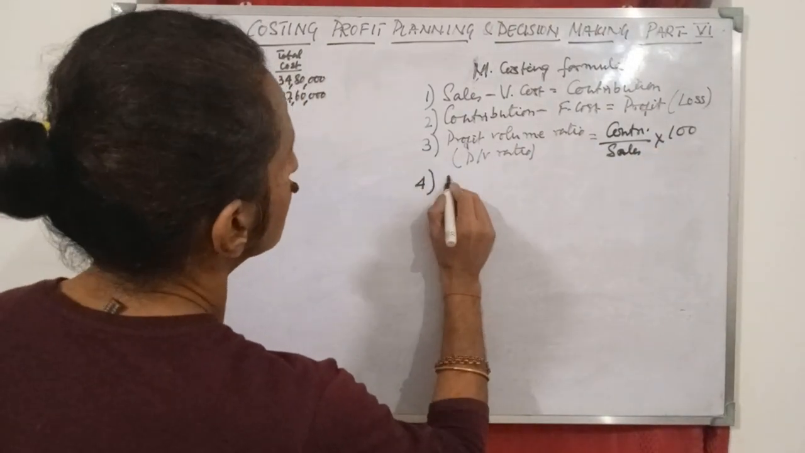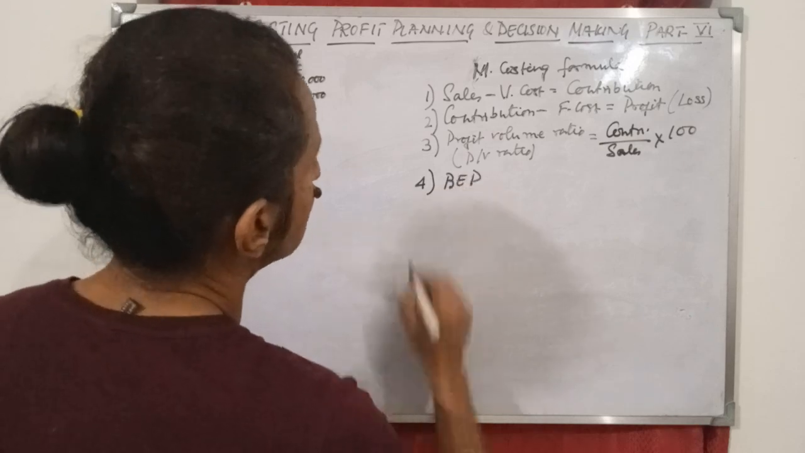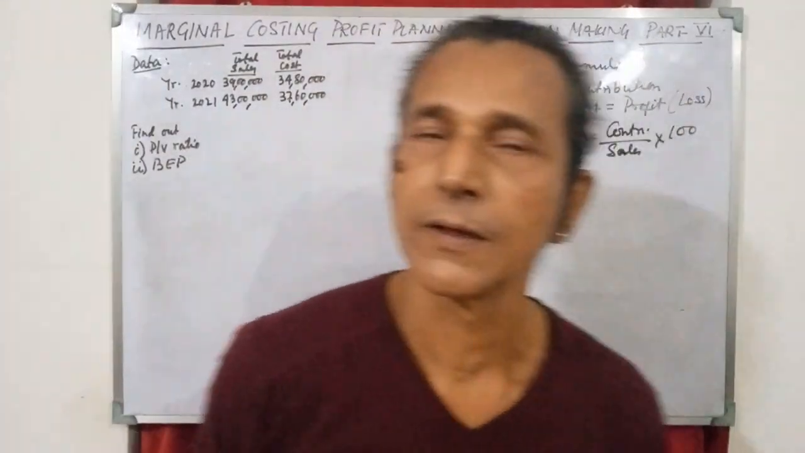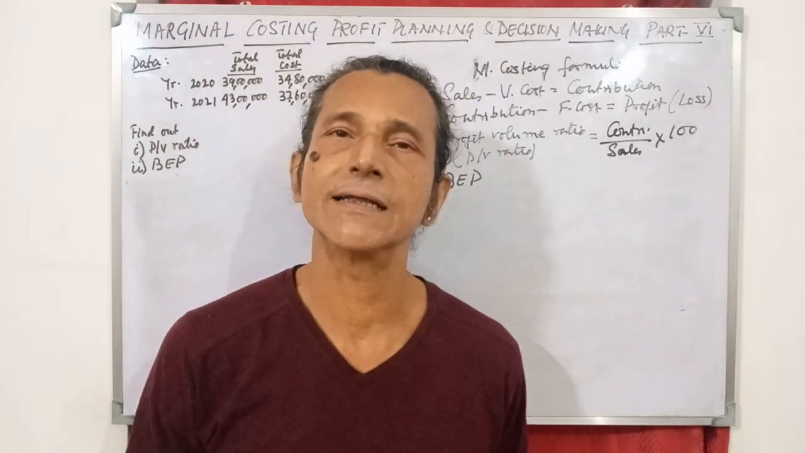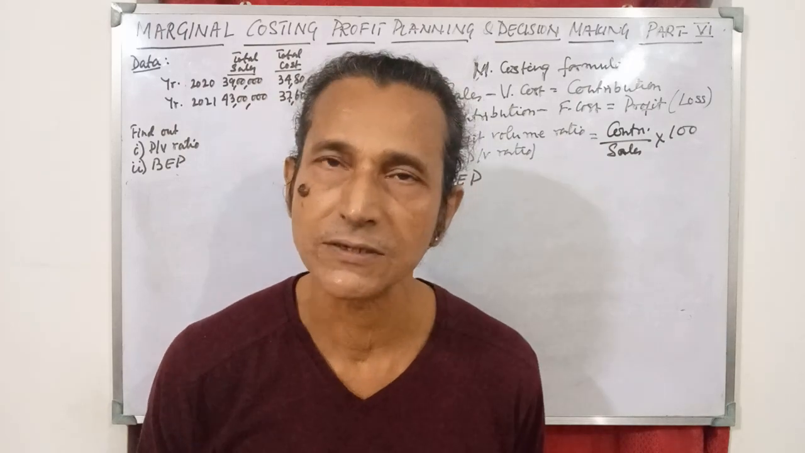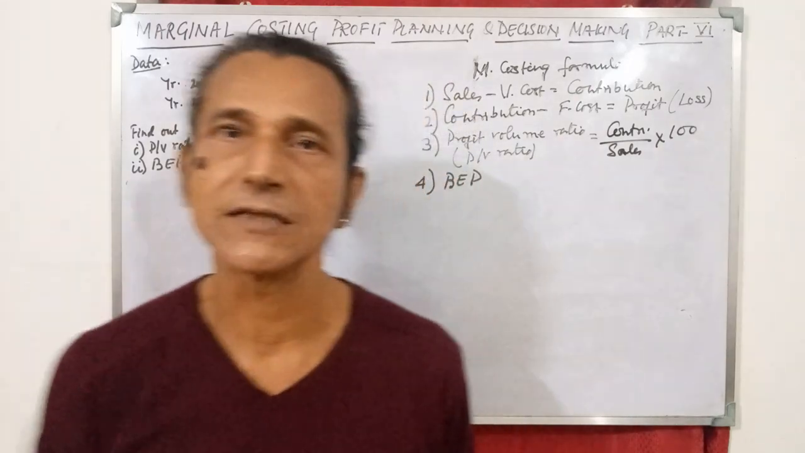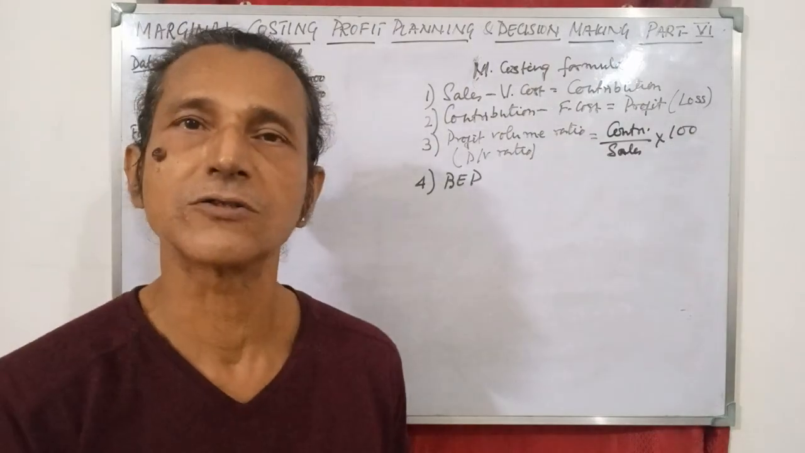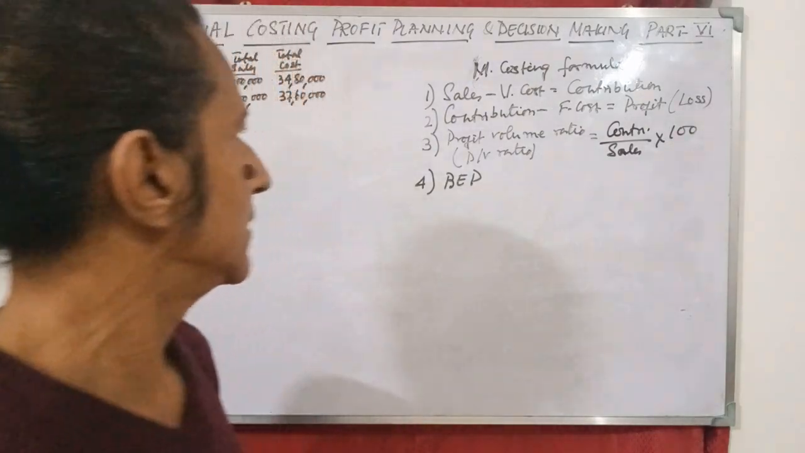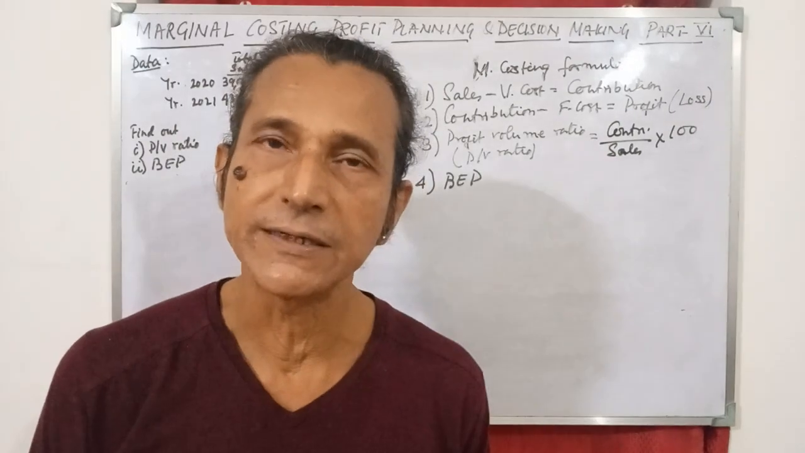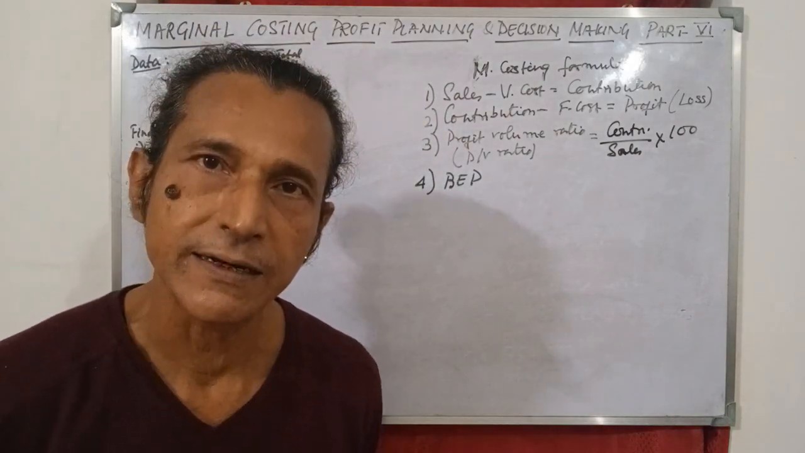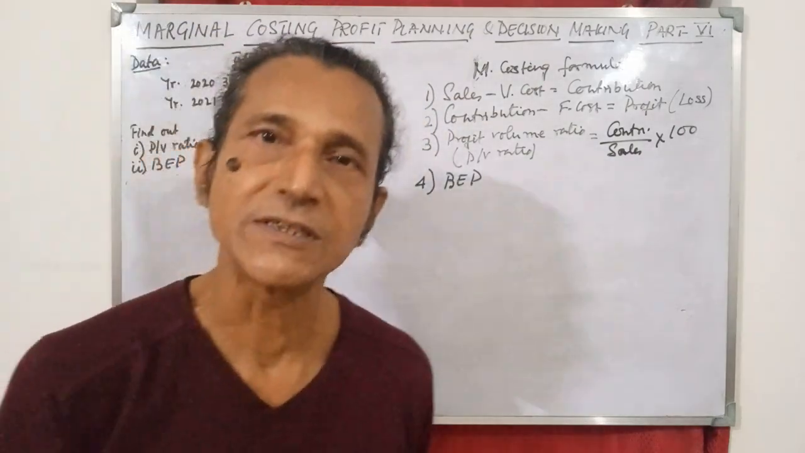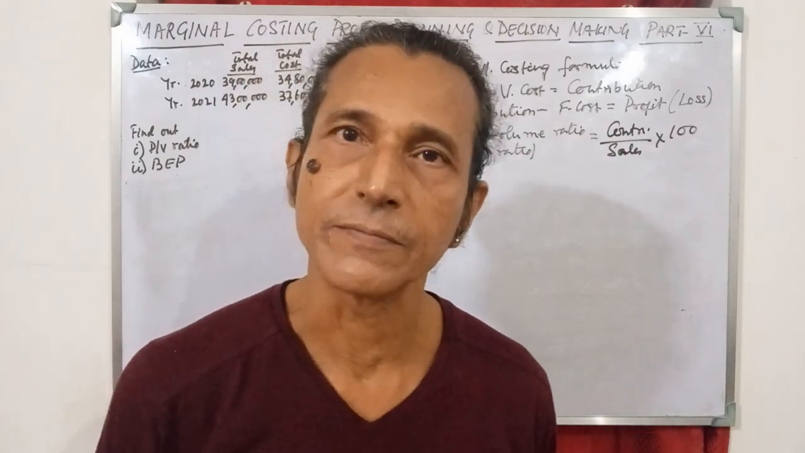Number 4, BEP, that is break even point. Now break even point is that point where the firm is neither earning any profit nor incurring any loss. This means total sales revenue of the firm is exactly equal to the total cost of sales. A BEP can be of two types, that is, it can be in terms of units produced and sold to break even, and the other is the dollar value of sales to reach break even.